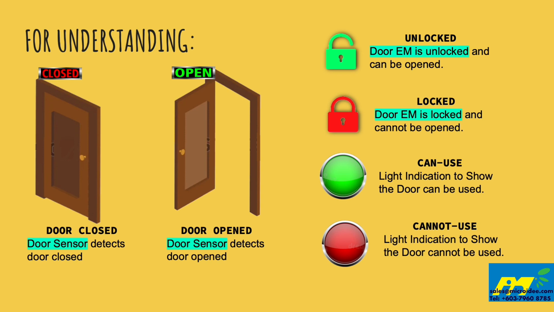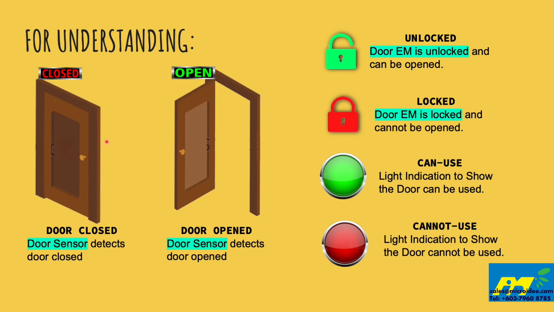Before we go into it, we have something known as door closed. Where the door sensor detects the door closed, we have this sign here that says closed. When the door is open, the door sensor says it's open. And we added one more called unlocked state, where the EM lock is unlocked, and lock state, where the EM lock is in lock condition.